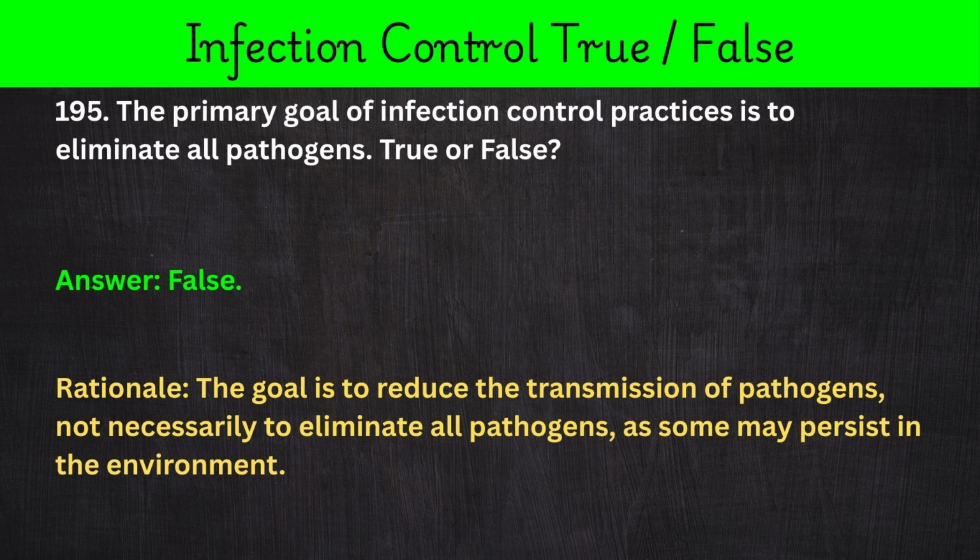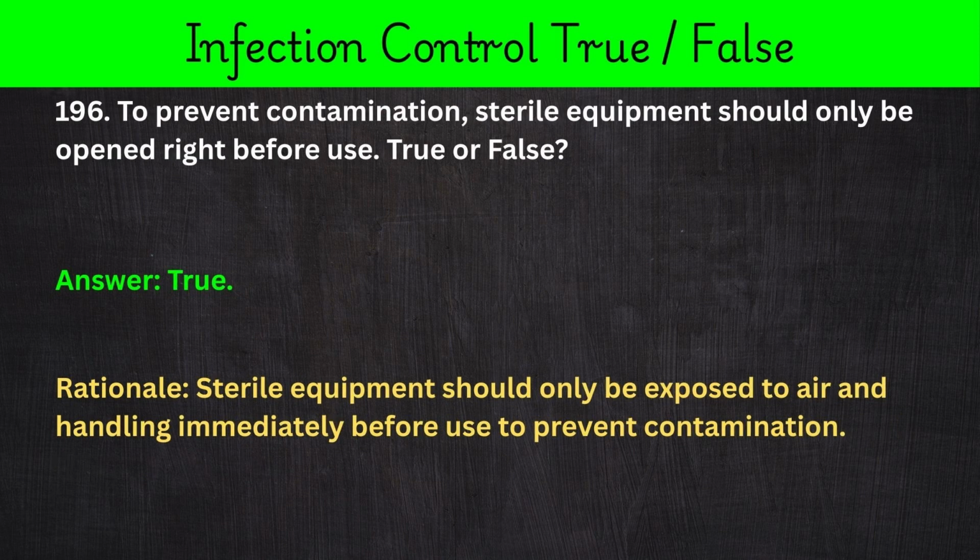195. The primary goal of infection control practices is to eliminate all pathogens. True or false? Answer: false. Rationale: the goal is to reduce the transmission of pathogens, not necessarily to eliminate all pathogens, as some may persist in the environment.